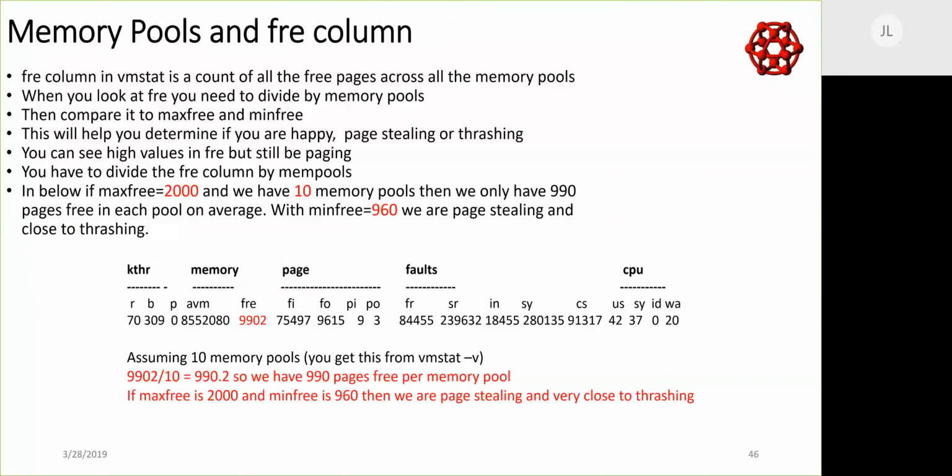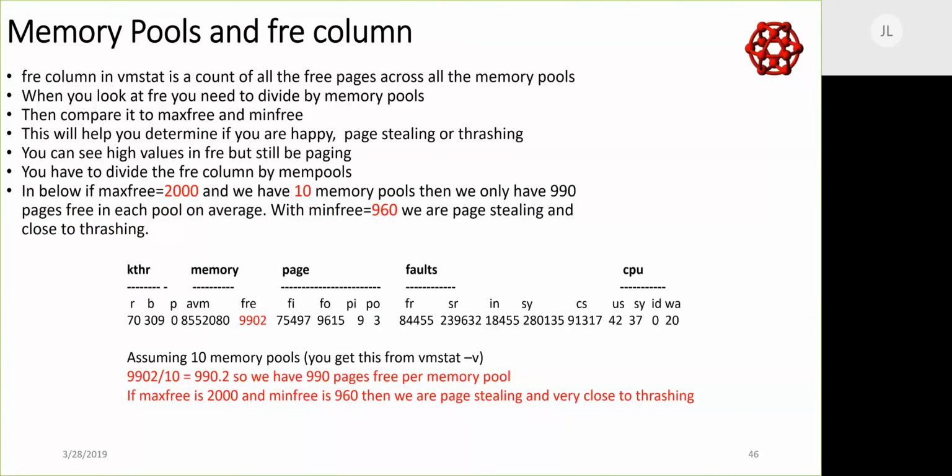So the rule of thumb used to be that if the amount of free memory pages was greater than max free, then you were fine. If it was between min free and max free, then we start page stealing, and if it's below min free, we're page thrashing, which usually means we're going to go down.